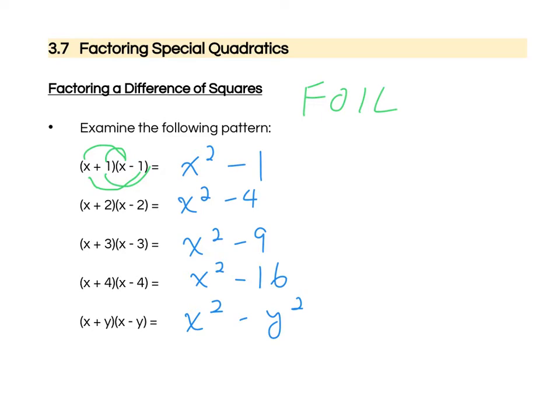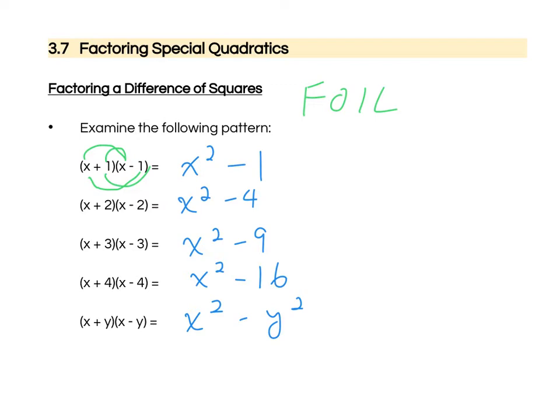What I'm hoping that you noticed when you went through this exercise is that in each set of expansions, both the outside and the inside terms worked to cancel each other out. In other words, they were of opposite sign but of equal value, and so they added up to 0. That is what I'm hoping that you noticed.